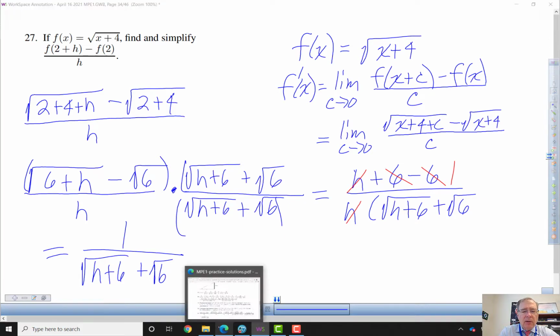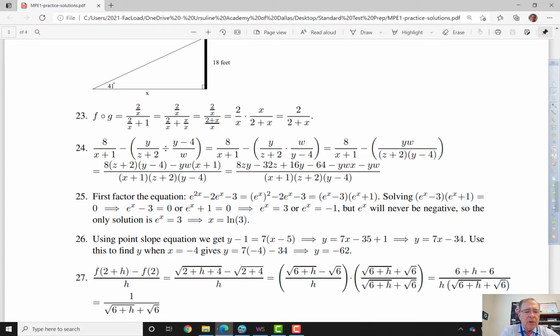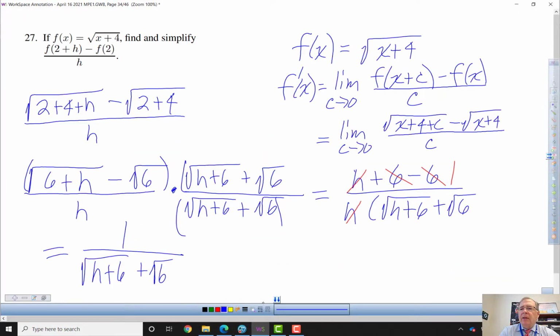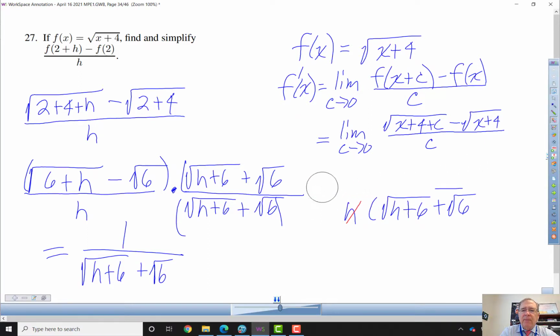But let's go check the answer. So 1 over the square root of, I'd call it h plus 6, plus the square root of 6. Same thing. So why in the world would we want to do that? If you just want the answer, you can stop here. But if you've had calculus, I'm going to get this out of the way.